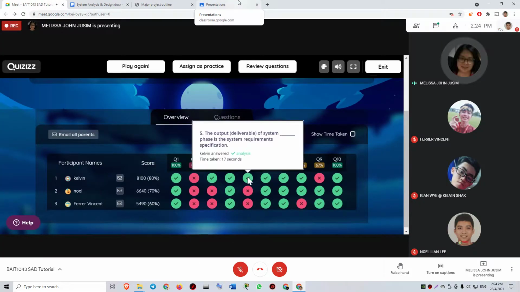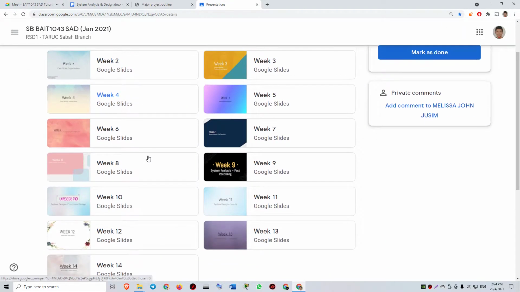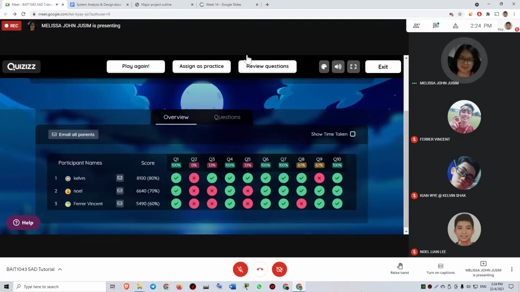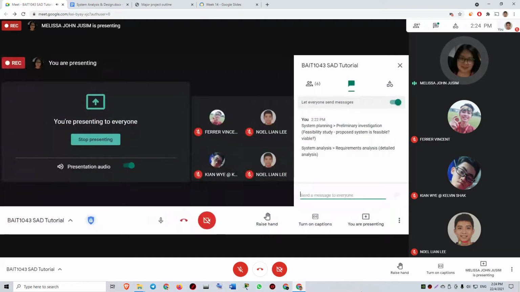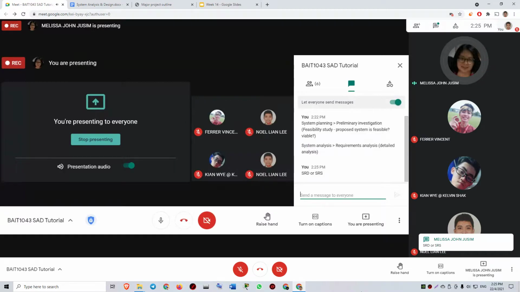Okay, and then here, the output of which phase is SRS. Answer is system analysis. So you can see that system analysis is where we perform detailed analysis. We perform the fact gathering. We want to know the user requirements. Therefore, the output is SRD or SRS, system requirements document or system requirement specification. You need to memorize this.